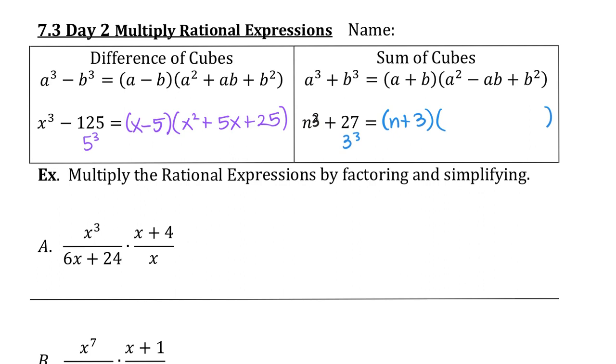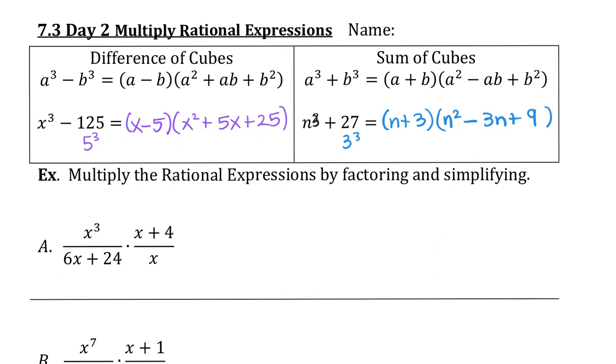Okay, my trinomial. Since the first thing is n, I'm going to put n squared minus n times 3, 3n. And then the last term is 3 times 3 is 9. Or some people go, okay, this is a 27. 3 times something gives me 27. And that's how I factor the sum of cubes.